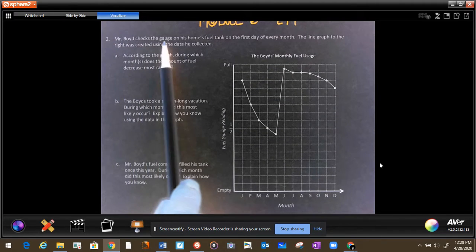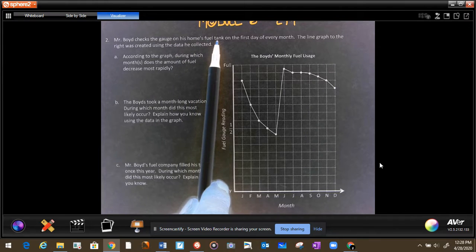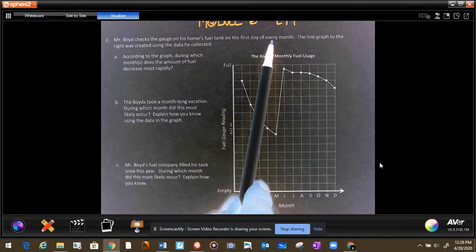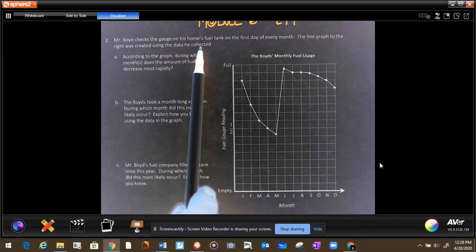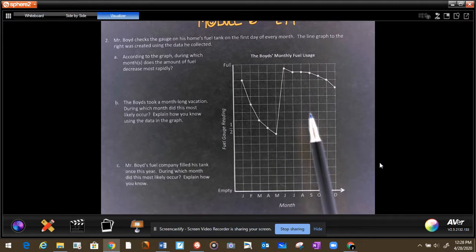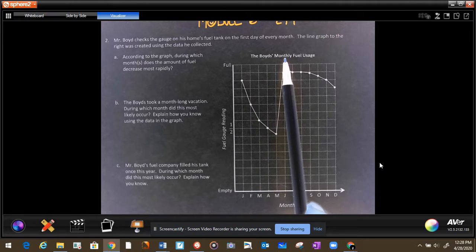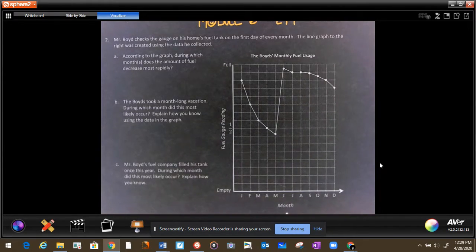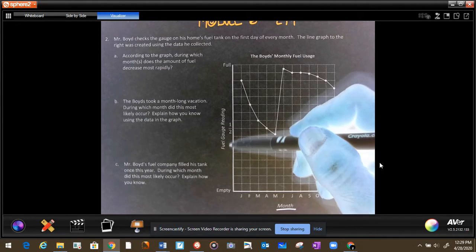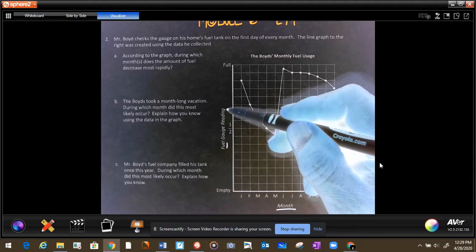Mr. Boyd checks the gauge of his home's fuel tank on the first day of every month. The line graph to the right was created using the data he collected. So this is it. The Boyd's monthly fuel usage. This is the title of this information. And let's analyze the rest of this graph. As you can see, the x-axis is referring to months, and the y-axis refers to the fuel gauge reading.